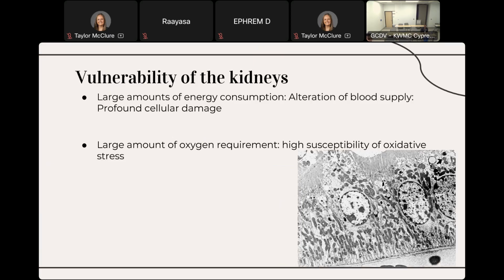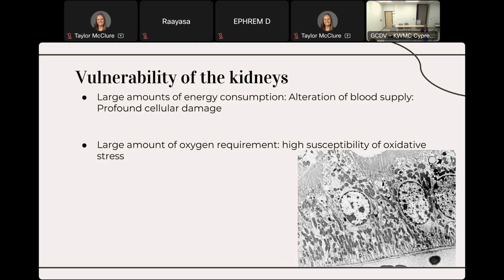In addition to that, the kidney is one of the organs that uses a very large amount of energy and oxygen per gram of tissue, even higher than the heart. And this large amount of energy consumption and oxygen requirement makes it more susceptible to damage if that energy or oxygen supply were to be affected. In this picture, I'm showing the proximal convoluted tubule, and you can see how rich in mitochondria these tubules are. And that is parallel to how much energy and oxygen the proximal tubule requires.